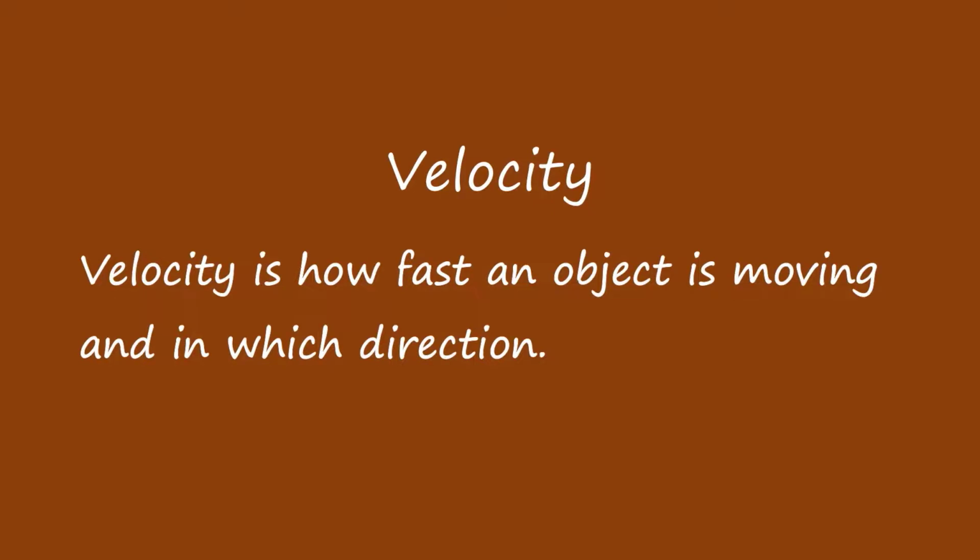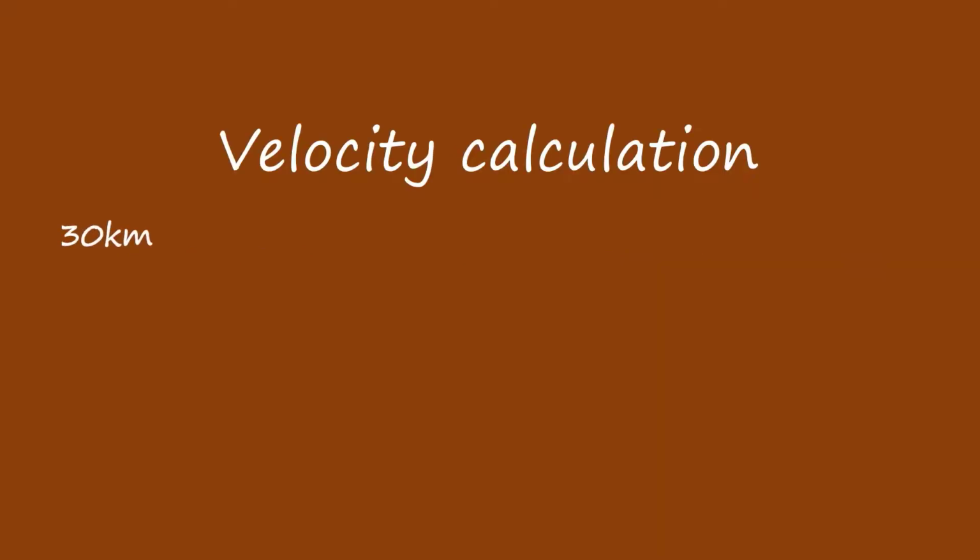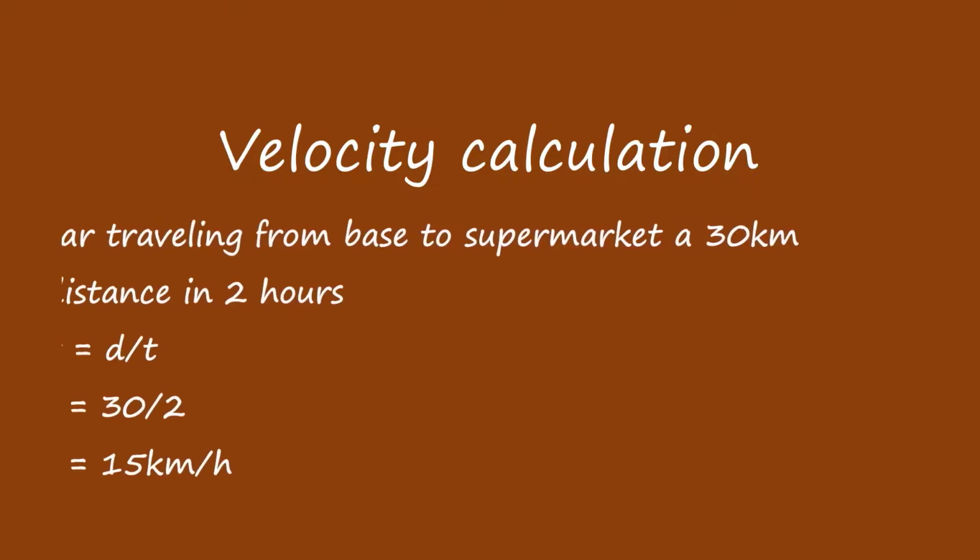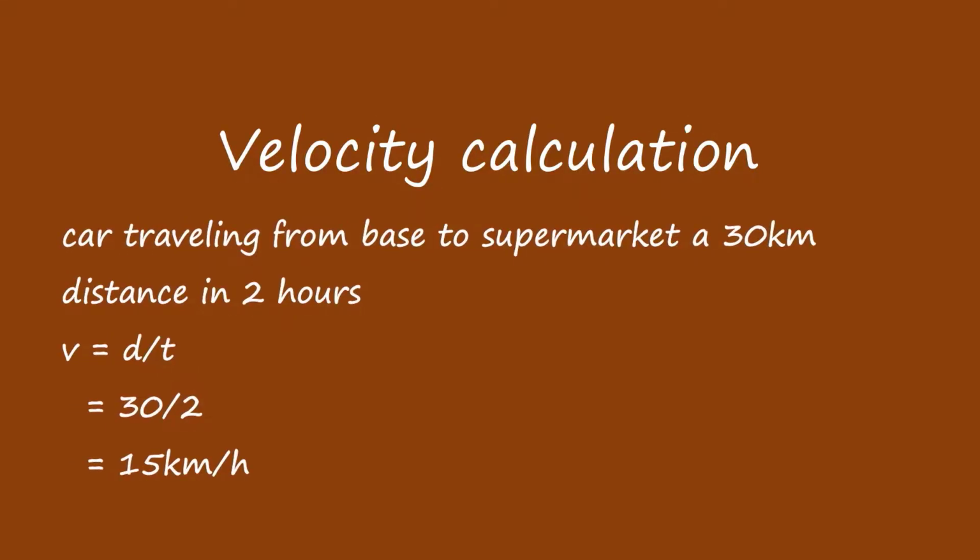Just like speed, we can calculate velocity almost the same way, but being a vector quantity, we need to also consider the direction. So let's look at a very simple example as we did in terms of speed. Consider a car traveling on a straight line from home to a supermarket, and the supermarket is 30 kilometers away, and it takes the car 2 hours to get there. So what is the velocity? The velocity, just like speed, is 30 over 2 hours, so the velocity is 15 kilometers per hour. But of course, the direction is towards the supermarket.